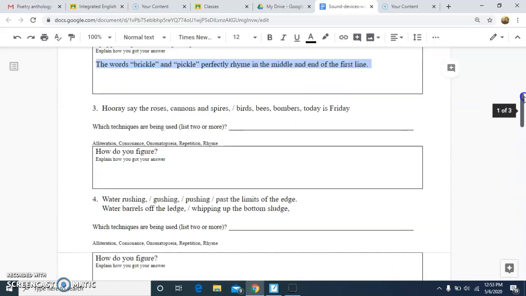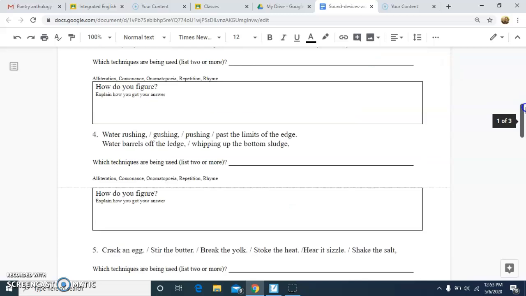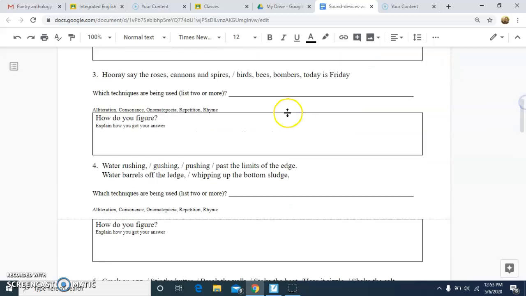You're going to be identifying 2 techniques and explaining both in the boxes provided. Make sure you are double checking your formulas to get that correct. And if you have any questions, please let me know.